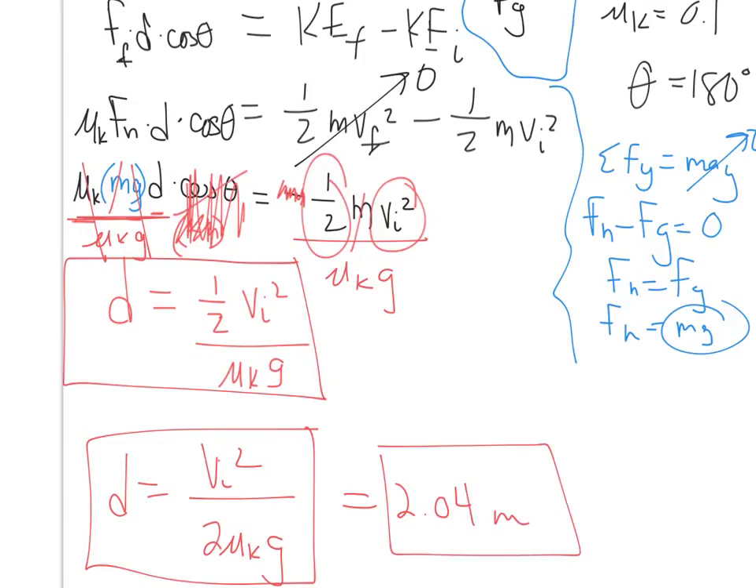You know what's pretty interesting to look at? We have velocity squared, mu, which is unitless, g, which is meters per second squared, and somehow it turns out to be just meters. It does work if you check it. You have meters squared per second squared over meters per second squared. The seconds squared cancel, meters squared over meter becomes simply meter.